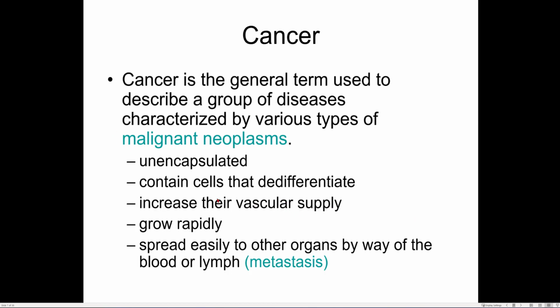These cancers grow very quickly, and they tend to spread. And the word for the spreading of a malignant cancer is metastasis. So malignant tumors oftentimes metastasize. They spread to different places in the body.